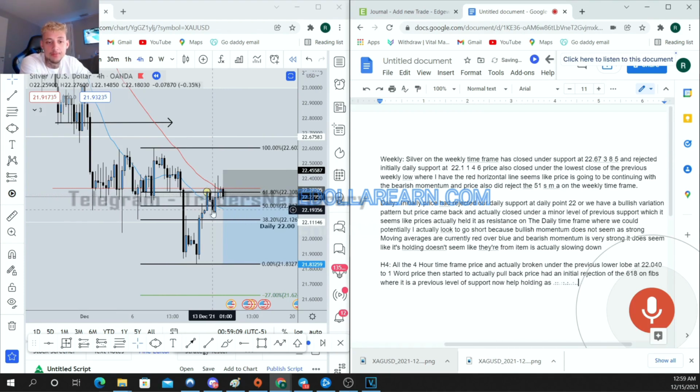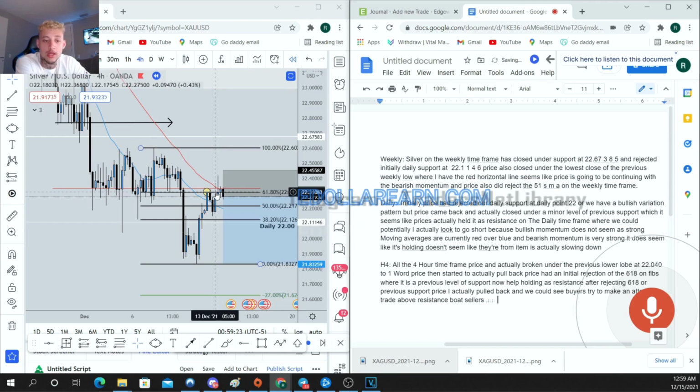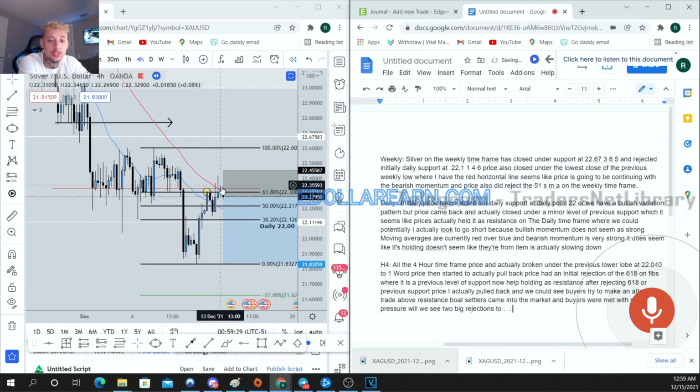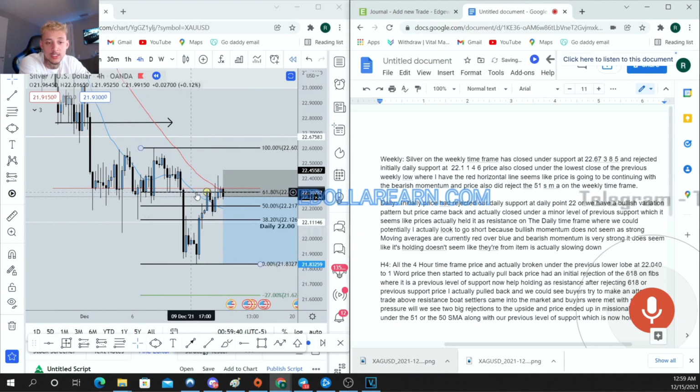After rejecting 618 or previous support, price had actually pulled back, and we could see buyers try to make an attempt to trade above resistance, but sellers came into the market and buyers were met with selling pressure, where we see two big rejections to the upside, and price ended up initially closing under the 50 SMA, along with our previous level of support, which is now holding as resistance.